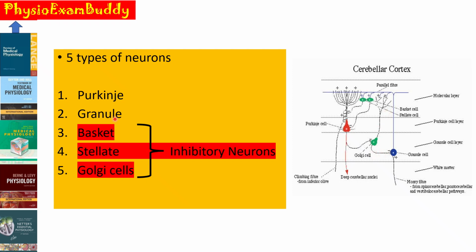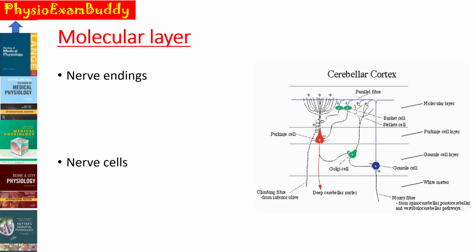And out of these 5 neurons, the red shaded ones, that is the basket cells, stellate cells as well as the Golgi cells, are inhibitory neurons because the neurotransmitter secreted by them is GABA, which is an inhibitory neurotransmitter. In detail about the 3 layers in the gray matter.